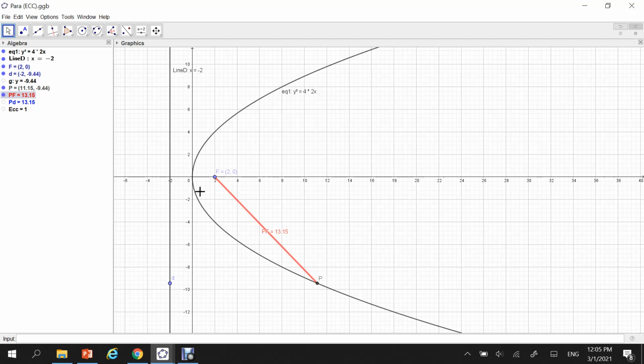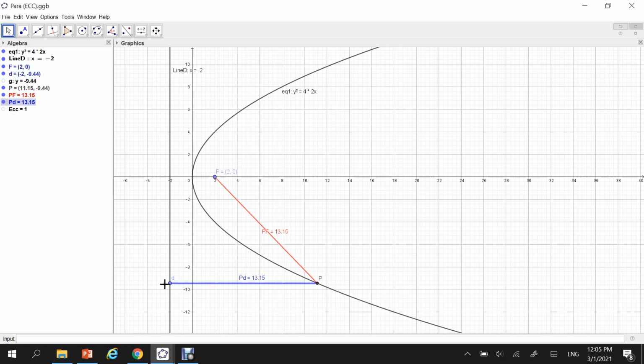Now I'm going to draw line segments connecting P to F and P to D. And I'm also going to calculate the eccentricity. That is, as you can see from the cursor, PF over PD, denoted by ECC. For now, because PF and PD are equal, my ECC is equal to 1. Now you'll be saying that maybe it's because I chose a very special point P on the parabola that resulted in the eccentricity being 1.